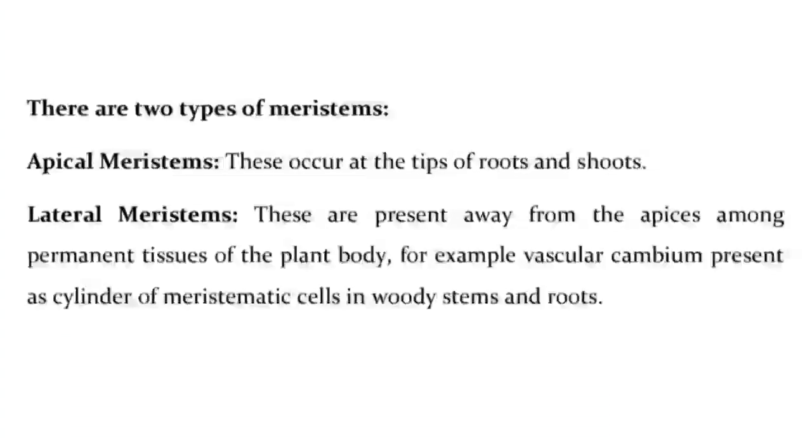There are two types of meristems. Apical meristems occur at the tips of roots and shoots. Lateral meristems are present away from the apices among permanent tissues of the plant body. For example, vascular cambium is a cylinder of meristematic cells in woody stems and roots.